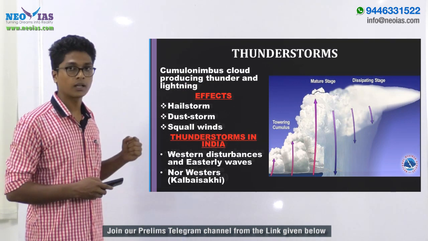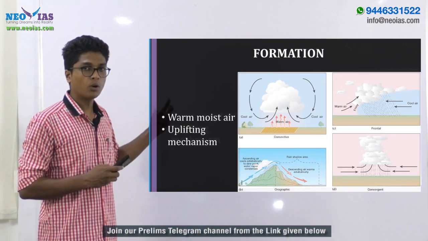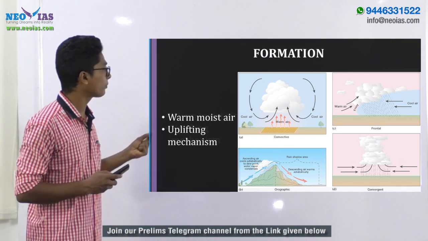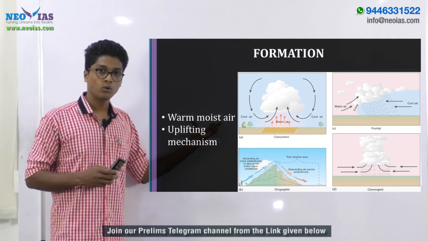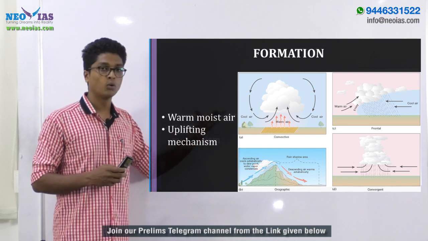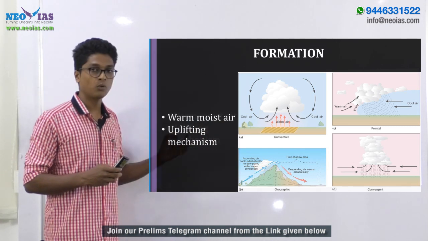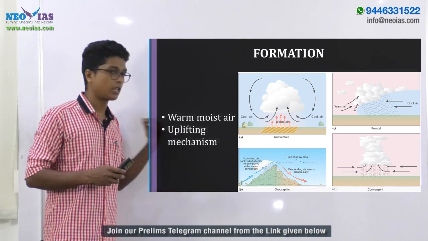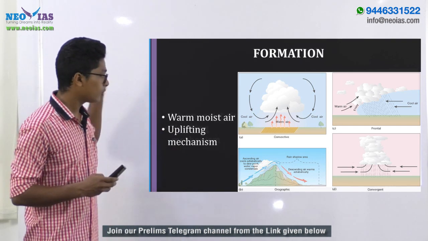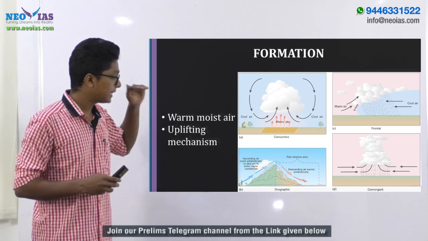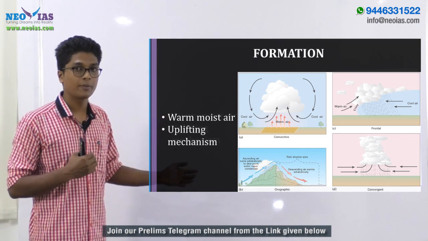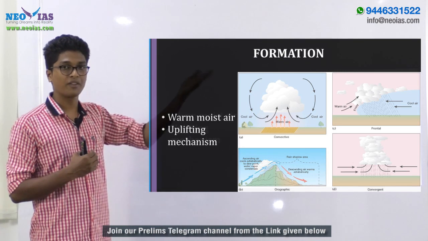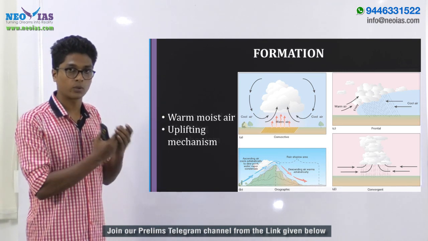Now let's take a look at how they are formed. Two very important factors are necessary for the formation of thunderstorms: an adequate amount of moisture, or you can say warm moist air, right? And the second most important factor is the uplifting mechanism. As we already saw, the cumulonimbus cloud needs vertical development, in the sense that we should have upward moving wind. Then only can a cumulonimbus cloud form.